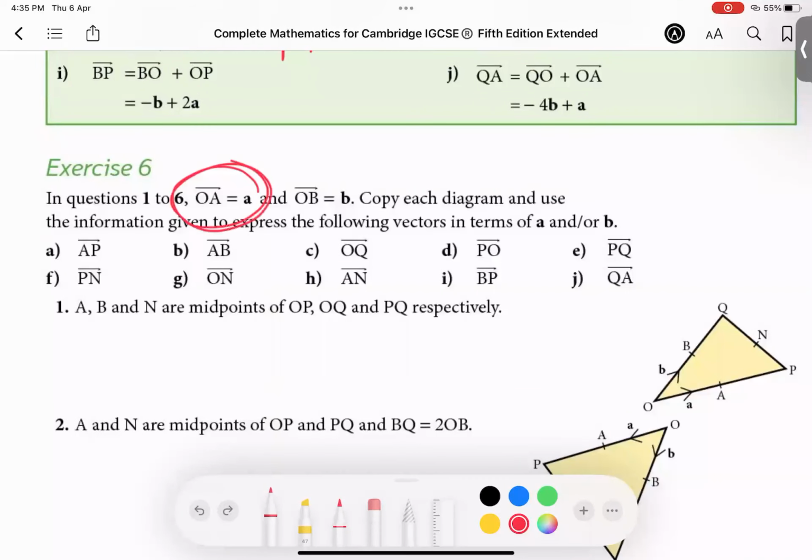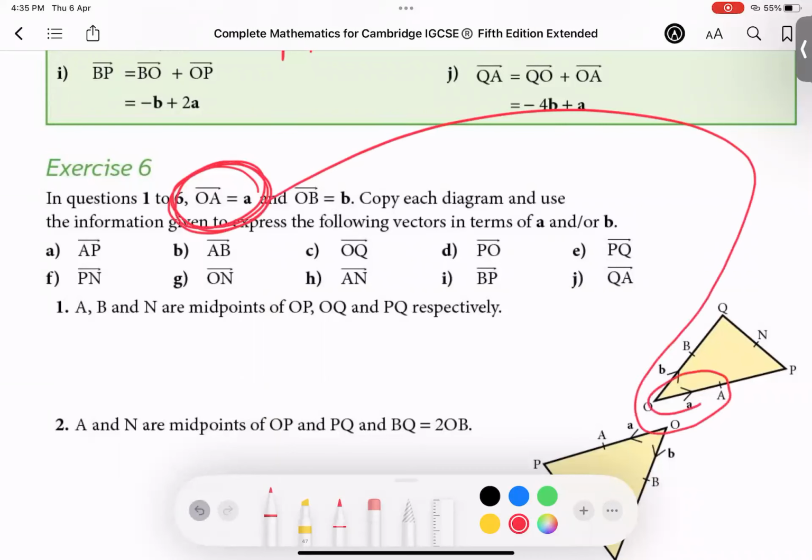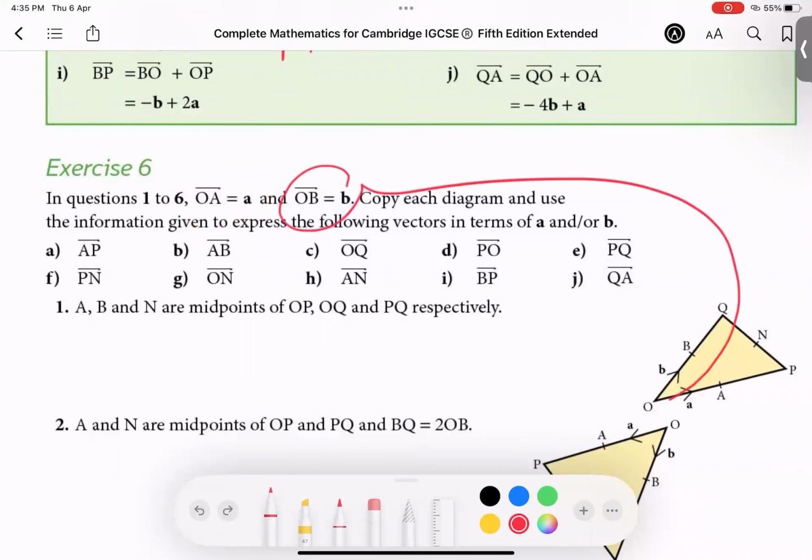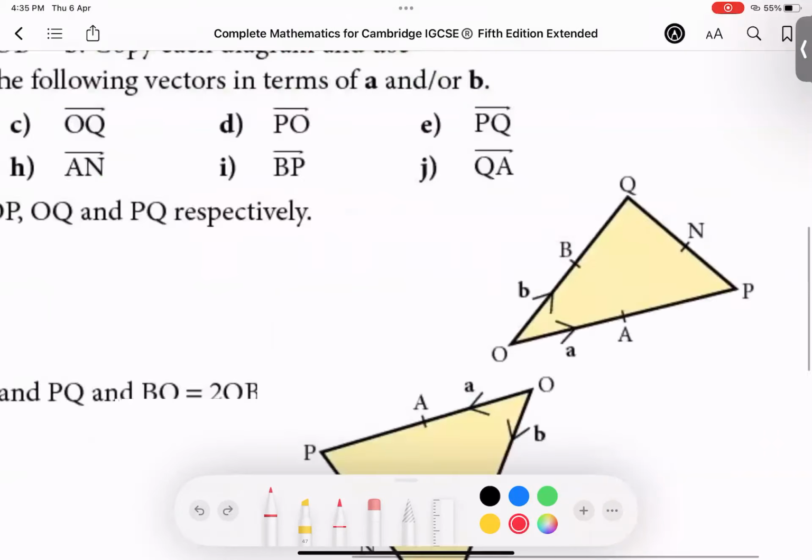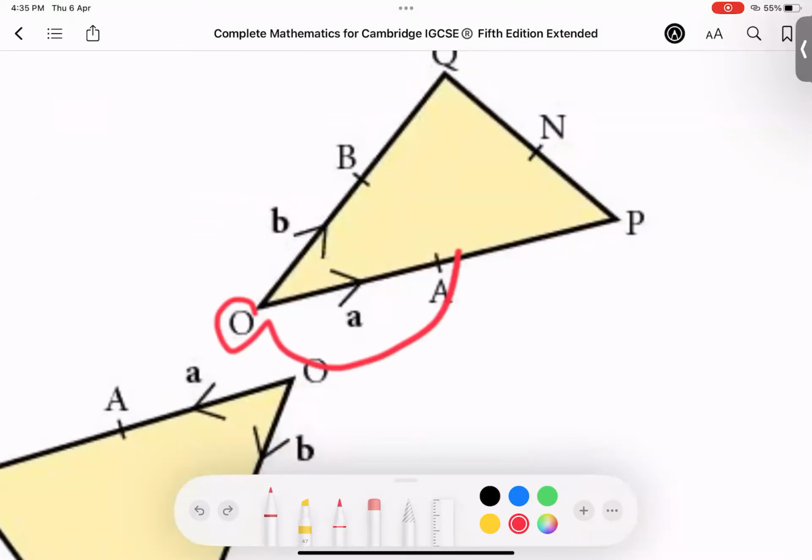Mentioned here, O to A is small a vector. Where is O to A? Given here. And O to B is small b vector, given here. I repeat, starting from O, ending at A, what is it equal to? Small a. Same way, starting from O, ending at B, it is small b. Two things are very clear.